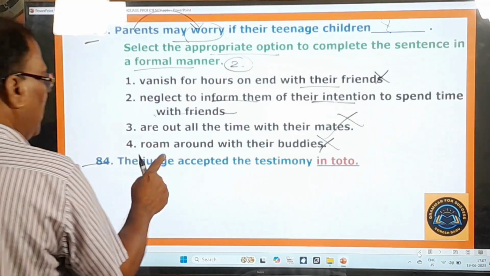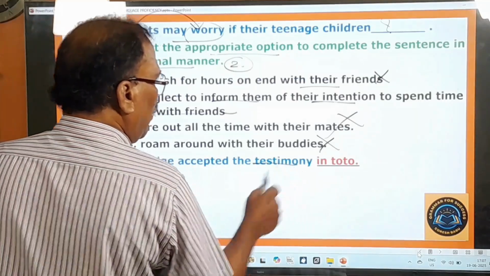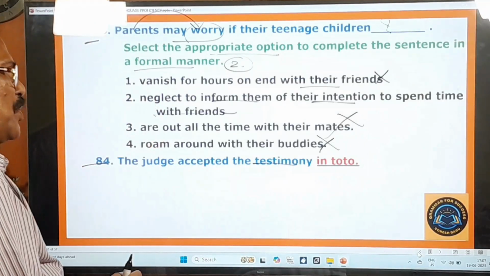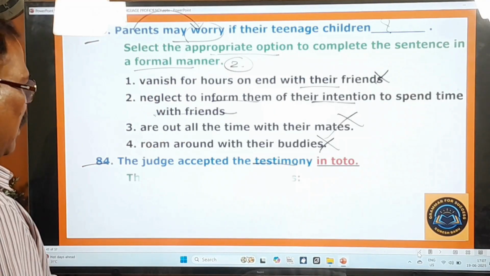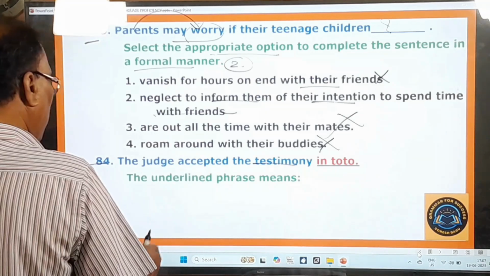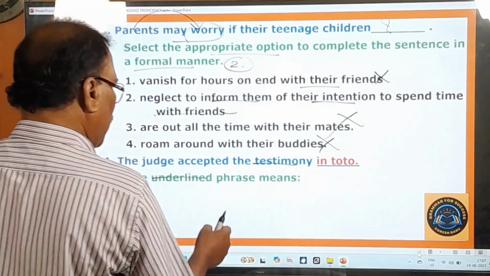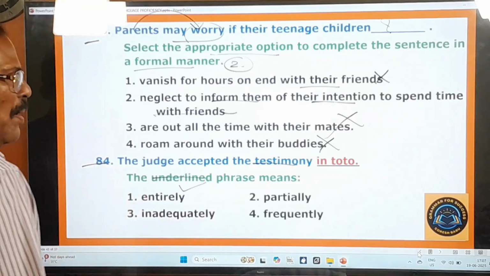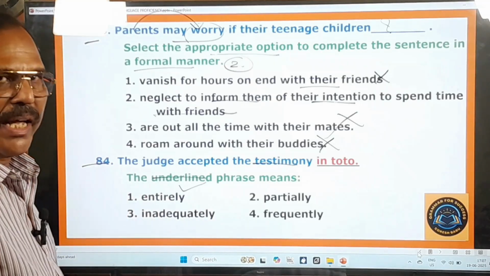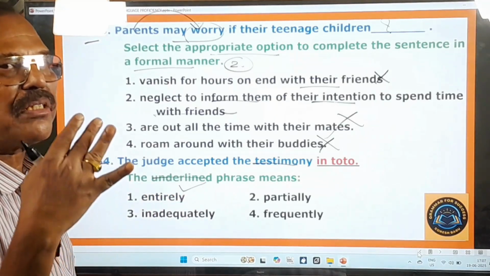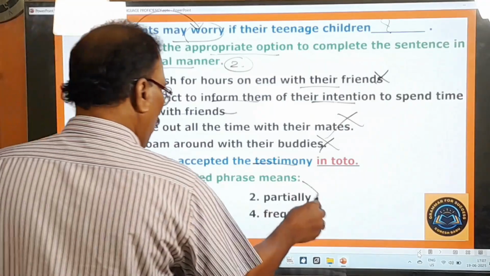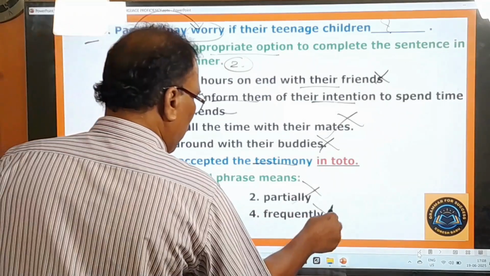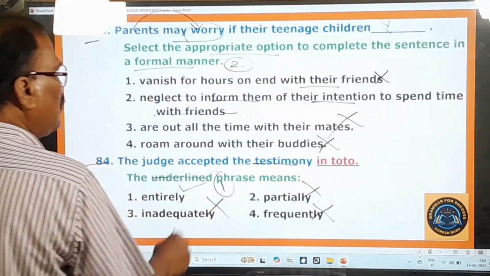84th question. The judge accepted the testimony. Testimony means witness in toto. In toto means, again, it is a Latin phrase. And here see the underlined phrase, what does it mean? In toto means entirely, completely. I agree with you. In toto means completely, right? Partially no, inadequately no, frequently no, right? Only the first one is your answer, right?